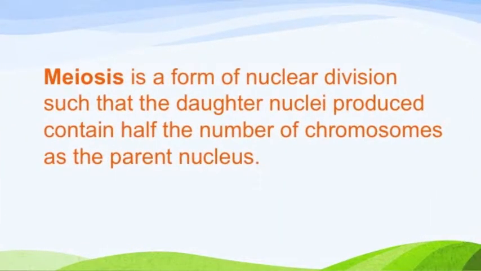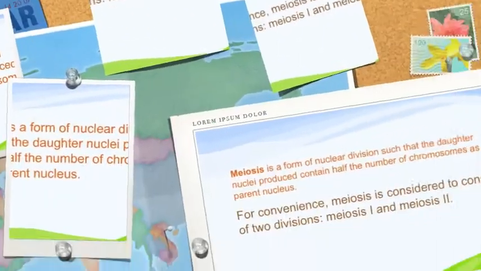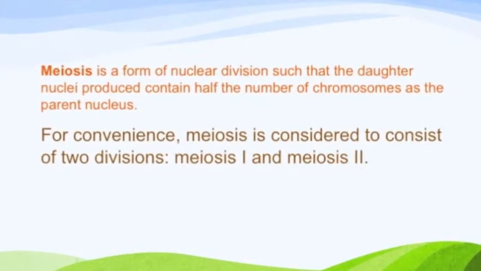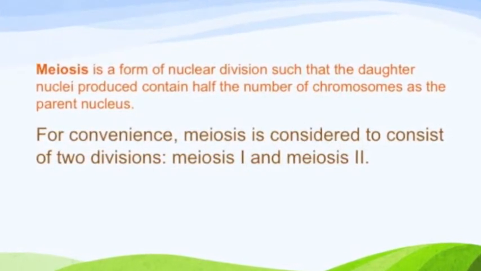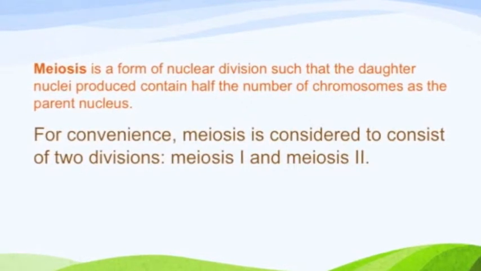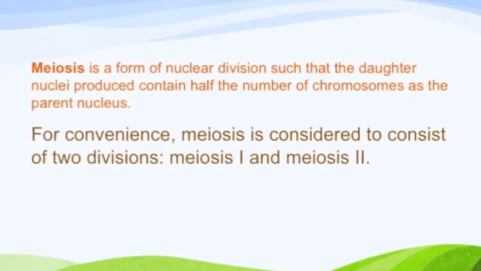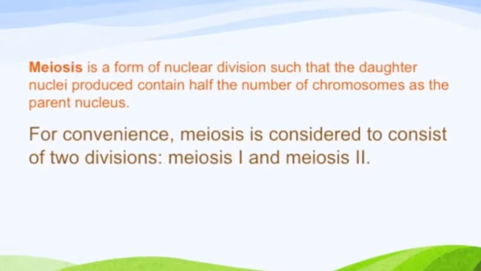Just like in any bio topic, you need to know the definition of certain terms. Meiosis is a form of nuclear division such that the daughter nuclei produced contain half the number of chromosomes as the parent nucleus. Meiosis has more stages than mitosis. To make things simpler, it is divided into two divisions, Meiosis I and Meiosis II.